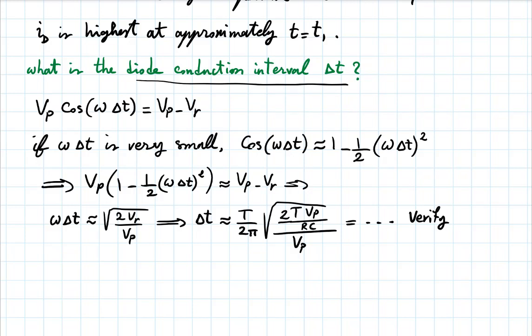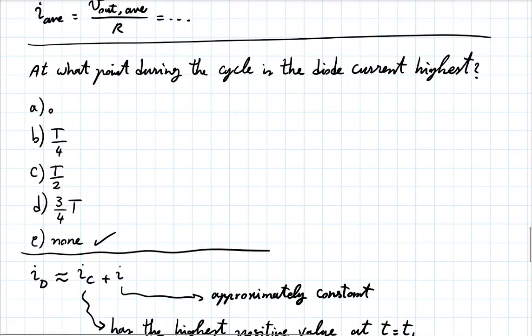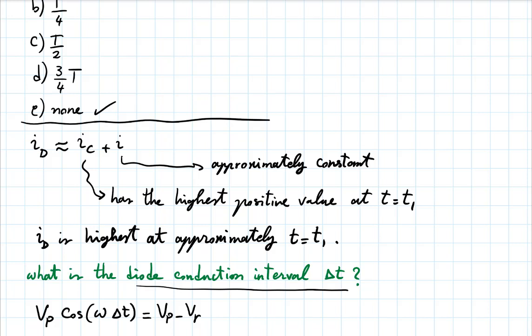So if you have this, you have that point T1 that we were talking about. T1 is just 1 delta T before the end of the cycle. So you can put that in the equation for the capacitor voltage, which is just that cosine, and calculate the value at that point. You will get the maximum diode current during the cycle.